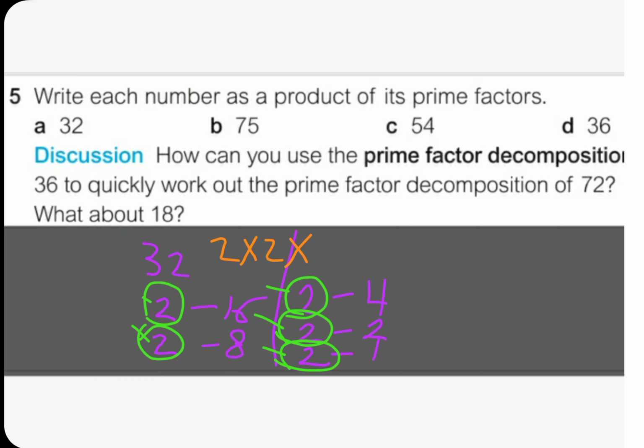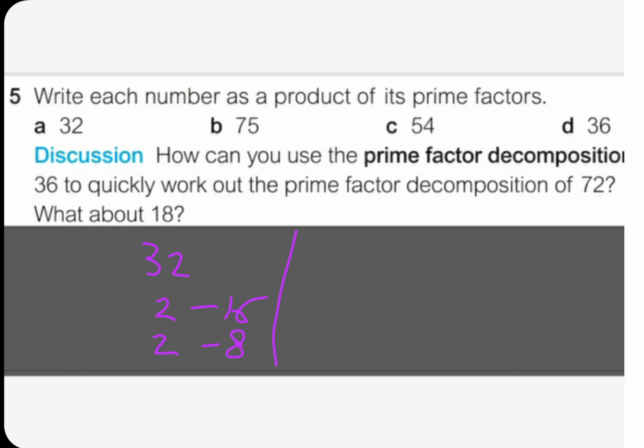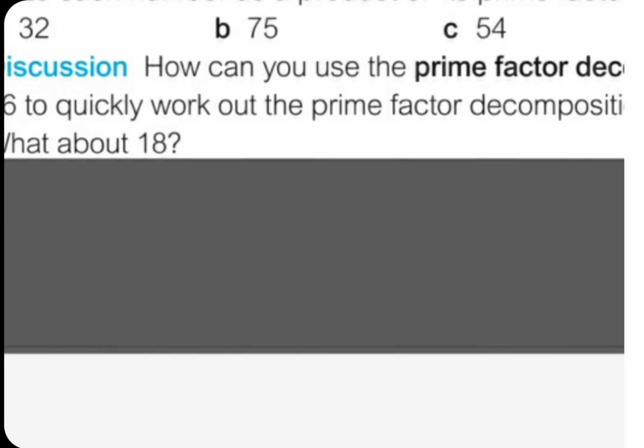Let's erase this first, and then we start answering B. Now, in question B, you are asked to write this number as a product of its prime factors. We're going to do the same idea. We're going to take 75 like this, and start dividing it by the prime numbers. First, we divide it by 2. Can we divide 75 by 2? Very good, we can't. So we will skip 2. We're going to go to 3.